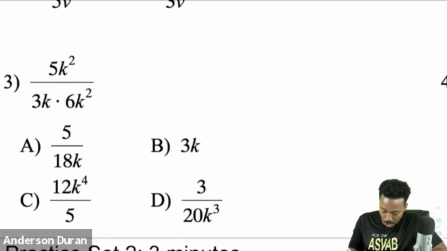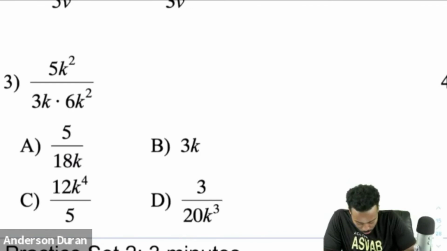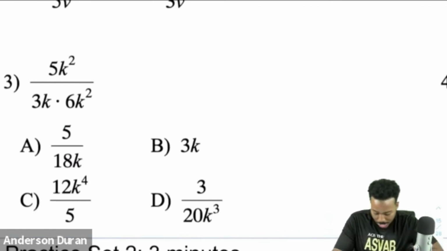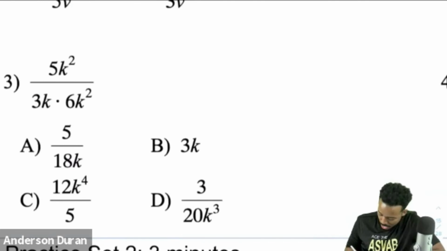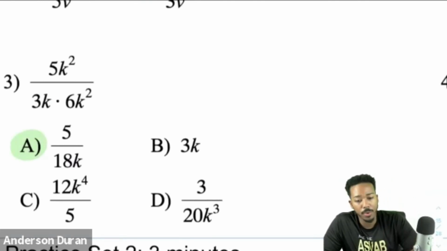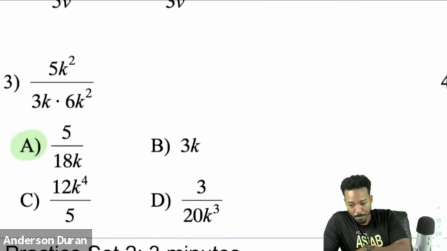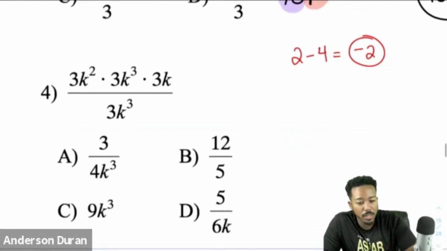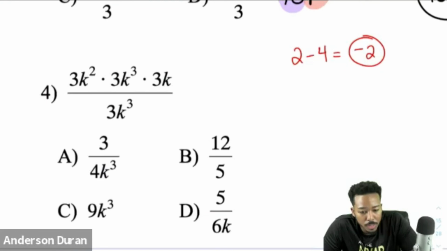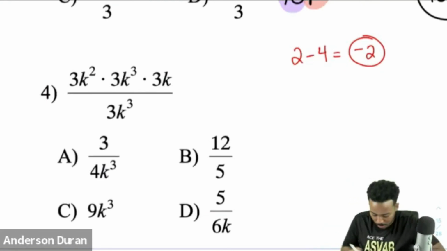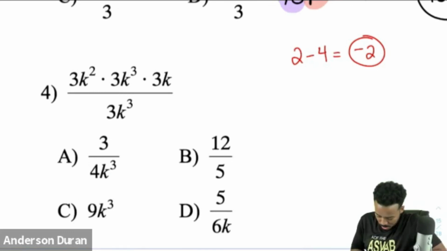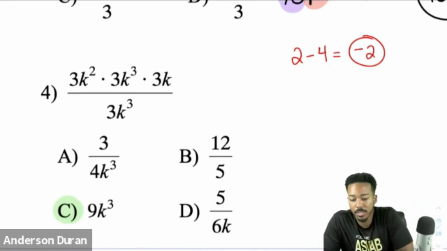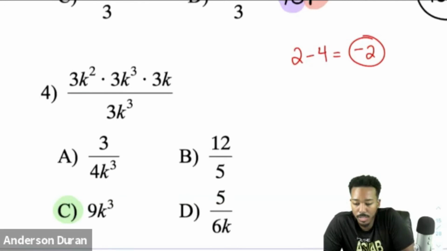So here, number 3, the answer is going to be A. Over here, it's going to be A. So go ahead and take a screenshot of that. That way you know the answer is A for number 3. And then 3, 2, 1, moving on to number 4 over here. So number 4, we're looking at number 4 here. The answer will be 9K cubed. So that's going to be C. That is C. So number 4 is C.